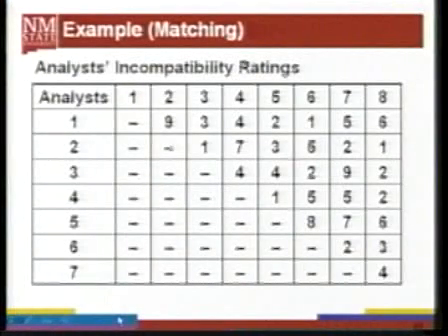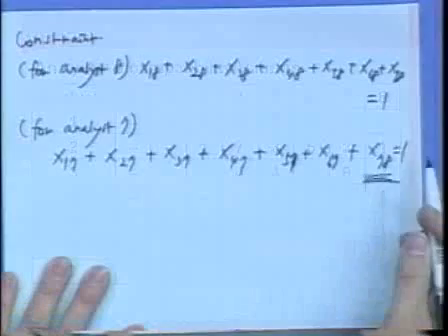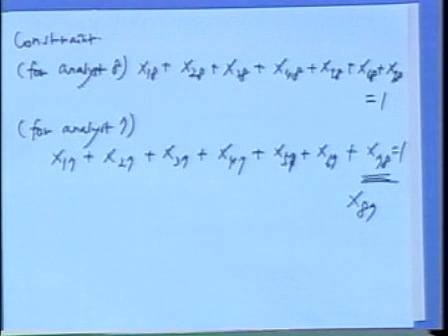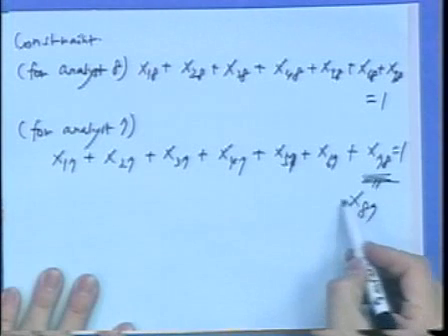Because in the given problem description, we have a table of incompatibility ratings as an upper triangular matrix, right? So we'd better not use the lower triangular values, to save computational effort, okay? That's why I want to use x78 instead of x87, okay? Actually, this is the same, but we don't want to use this variable.